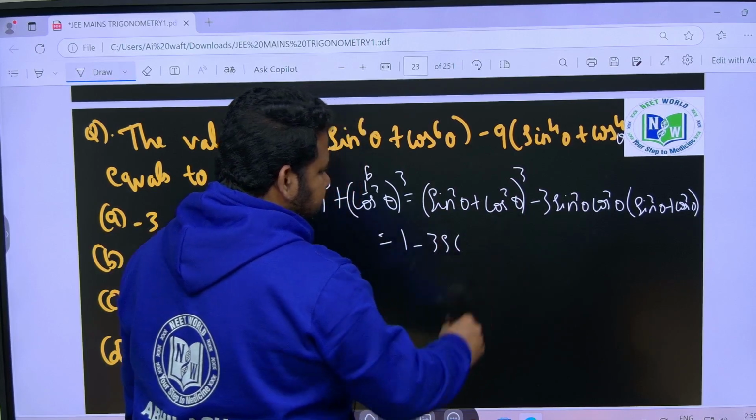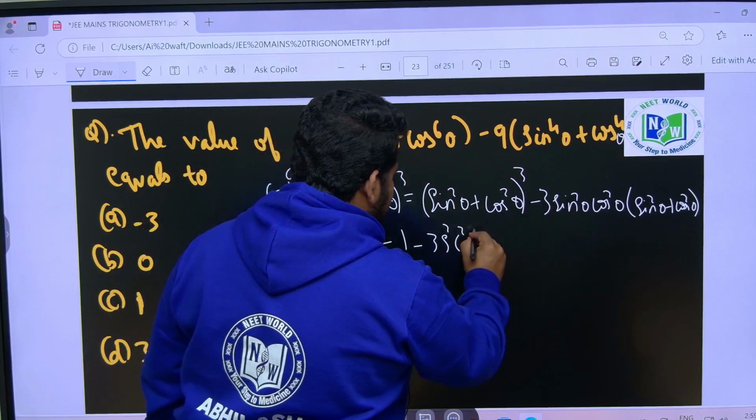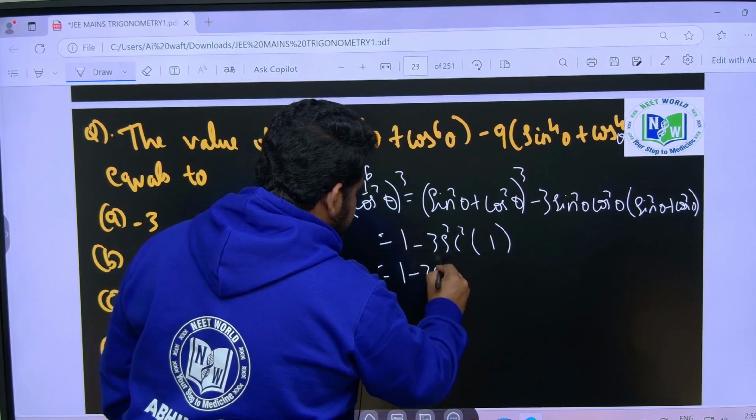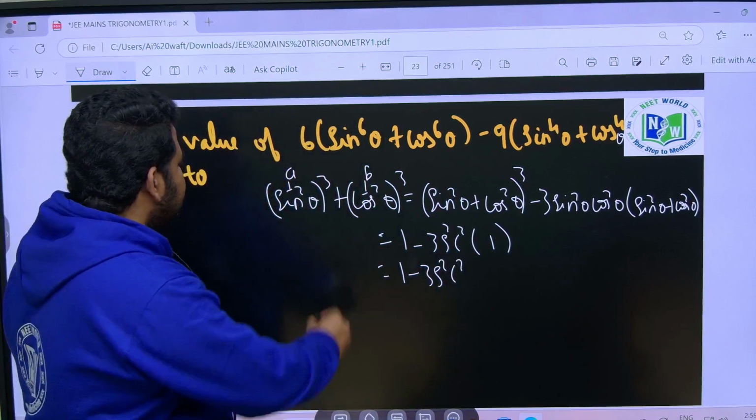I'll write it instead of sin square theta cos square theta. Again, sin square theta plus cos square theta will be equal to 1. So 1 minus 3 sin square theta cos square theta. This is what we got for this one.